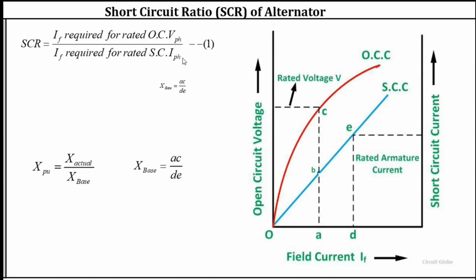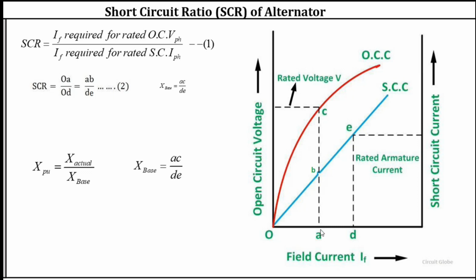So what is short circuit ratio? Generally, short circuit ratio is defined as the ratio of field current required to generate rated voltage on open circuit to the field current required to circulate the rated armature current on short circuit.